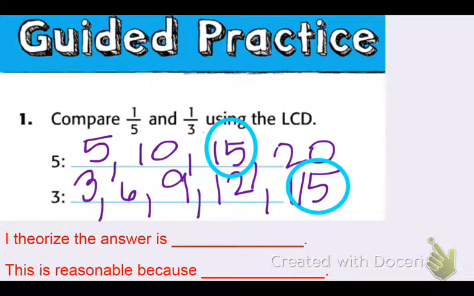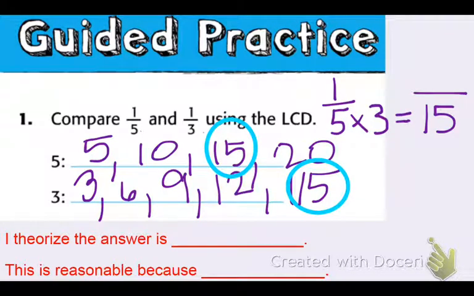So now I can go ahead and do step 2, which is make equivalent fractions. 15 is my new denominator. So how do I make 5 turn into 15? 5 times 3 is 15. I have to do the same to the top. 1 times 3 is 3. The other fraction is 1/3.